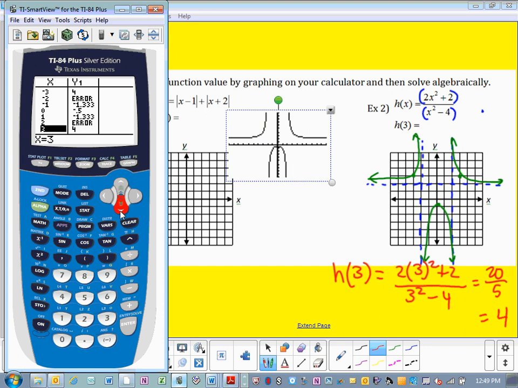How do we know? What do I mean by that? How does it match? How do you know? Okay, where am I looking at the graph for h of 3? 1, 2, 3, and my point is, it's at 4, right? It's in my table as well. X was 3, y is 4. Do you see it? Yeah? Okay.